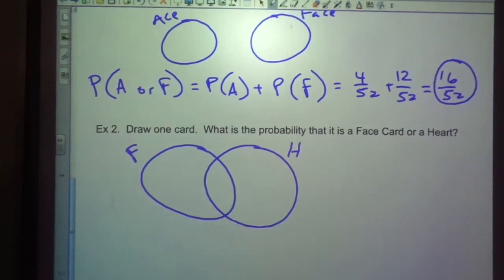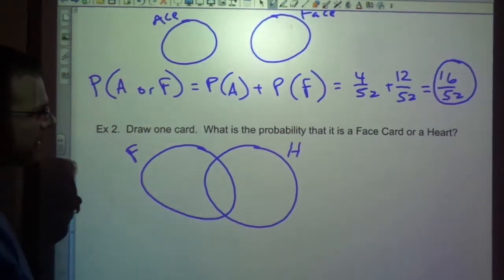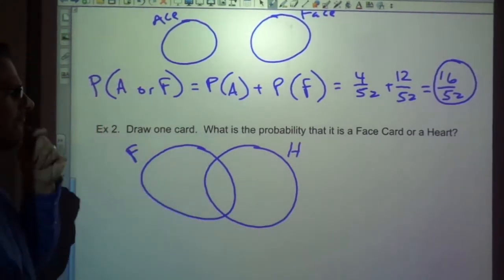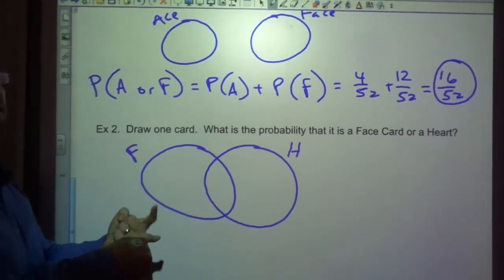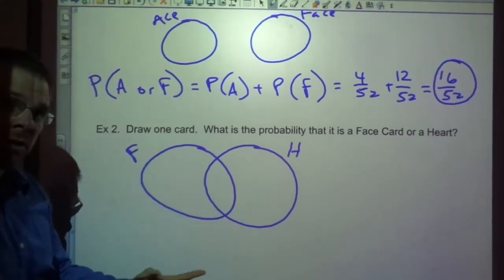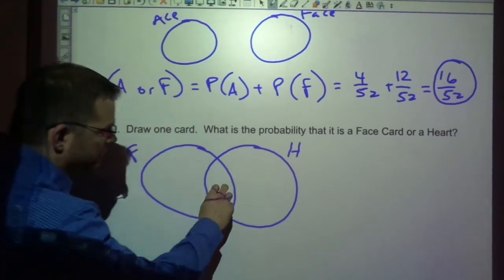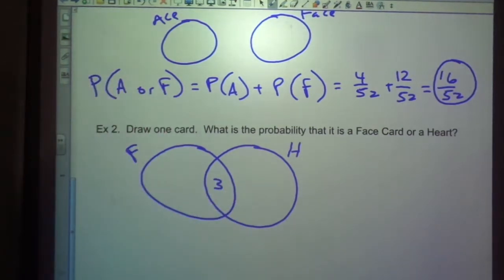Okay, how many face cards are there? There are 12. There are 13 hearts. Are any of them both? Well, sure, the Jack, the Queen, the King of hearts are face cards that are hearts. So 3 of those cards are here.